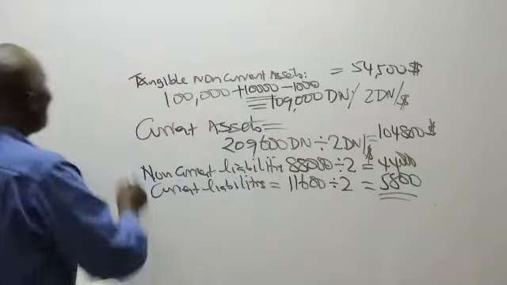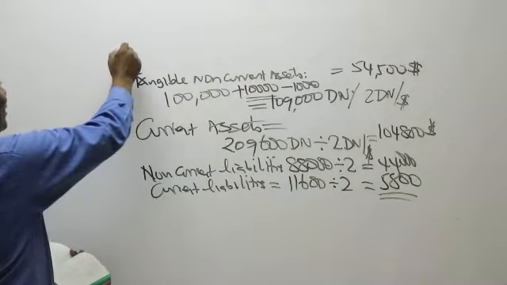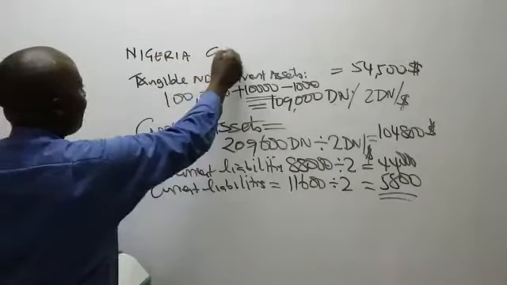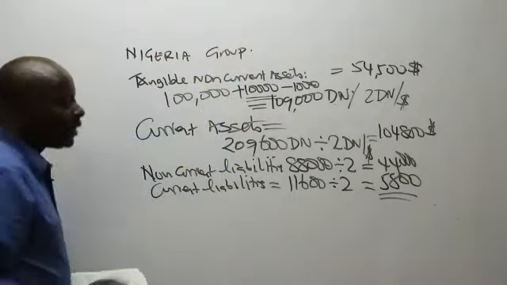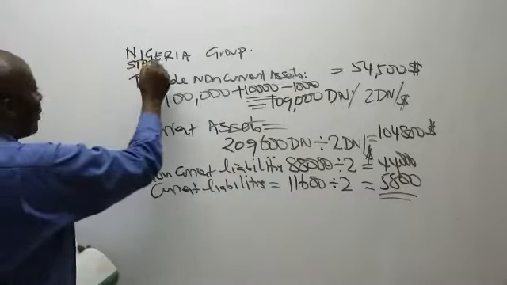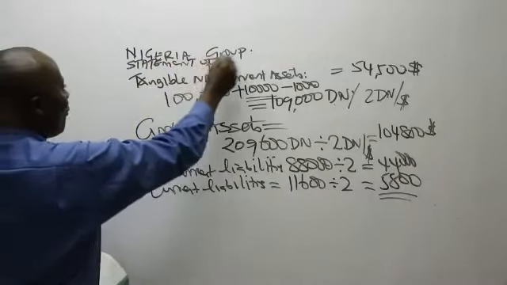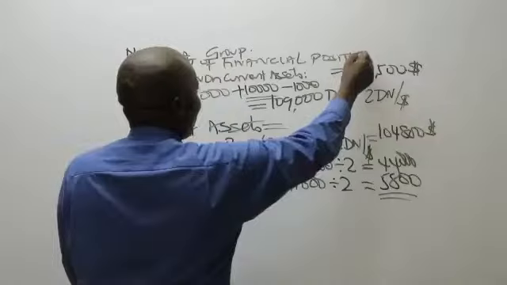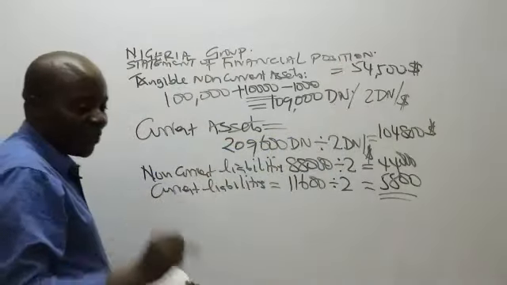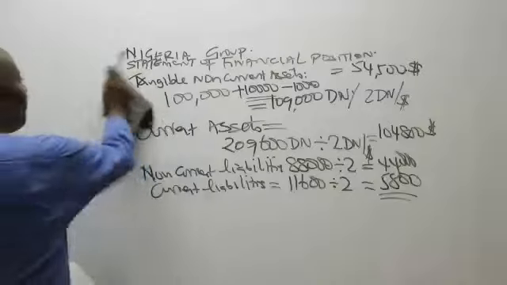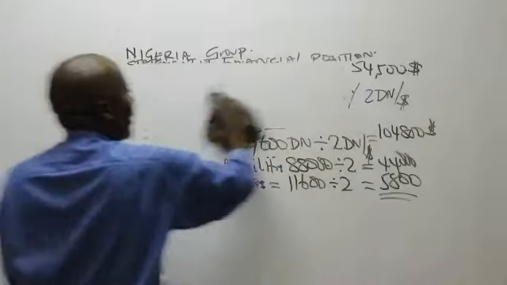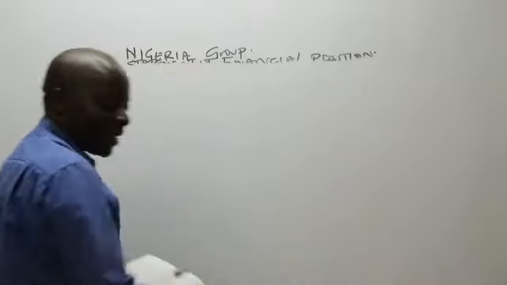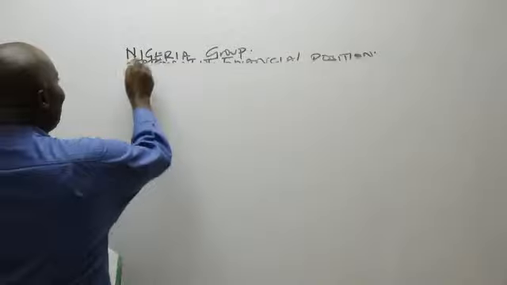I'll go here to my book, write the name of the company. The name of the parent company is Nigeria Group. Statement of financial position, as at whatever. I know that language, you guys are quite used to it. So tunaanza na assets za kawaida, so tunaanza na assets.